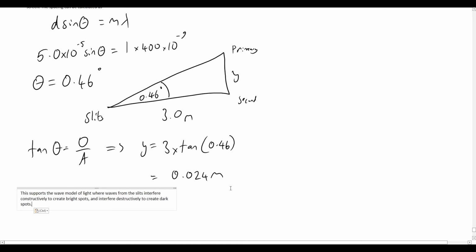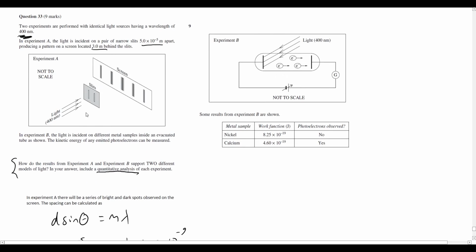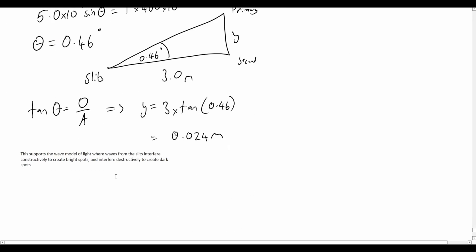We can now say that this supports the wave model of light, where waves from the slits interfere constructively to create bright spots and interfere destructively to create dark spots. That's all you need to do in order to discuss and analyze experiment A, both qualitatively and quantitatively, showing how it supports the wave model of light.